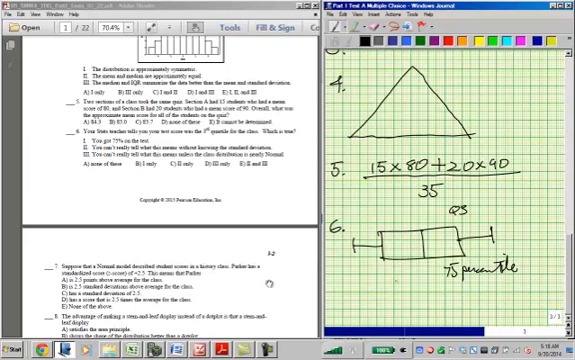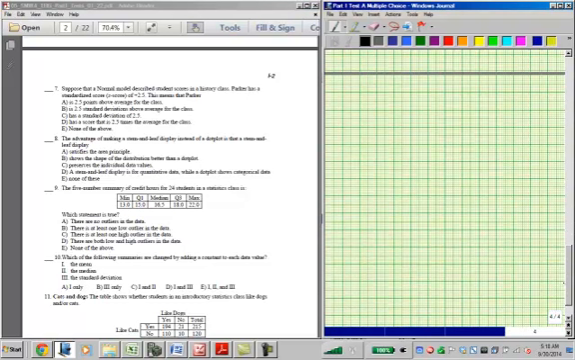7. Suppose that a normal model described student scores in a history class. Parker has a standardized score, a z-score, of plus 2.5. This means that Parker is 2.5 points above average for the class. Standardized z-scores have no units. So it tells you nothing about the score on the test.